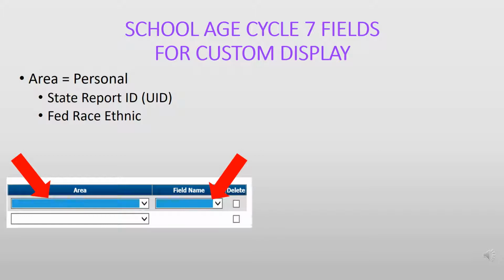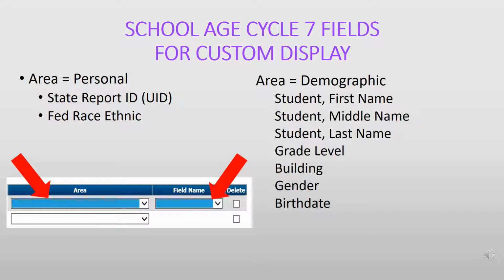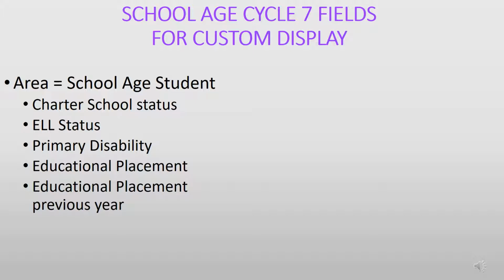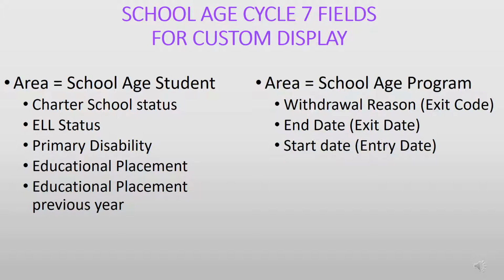Under the area personal, the fields are State Report ID and Federal Race Ethnicity. Under the area of demographics, the fields are student first name, student middle name, student last name, grade level, building, gender, and birth date. The field names that are to be displayed from the area of school-age student include charter school status, ELL status, primary disability, educational placement, and educational placement previous year. The field names that are to be displayed from the area of school-age program include withdrawal reason, end date, and start date.